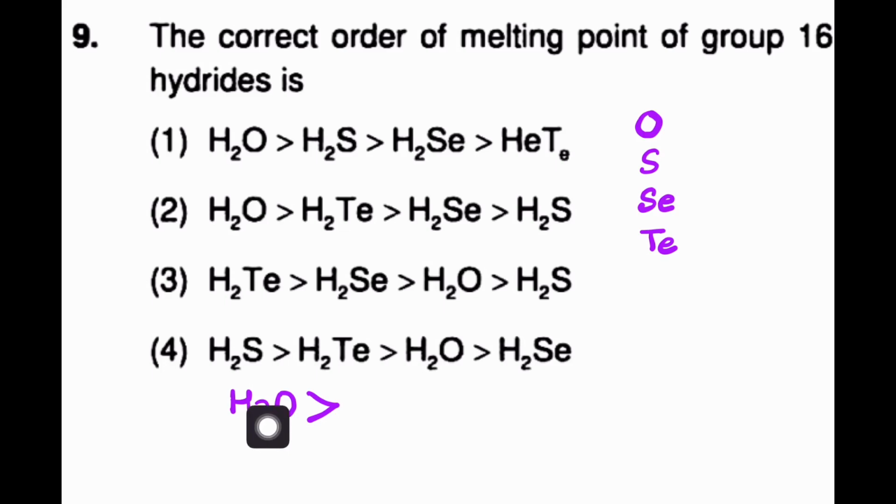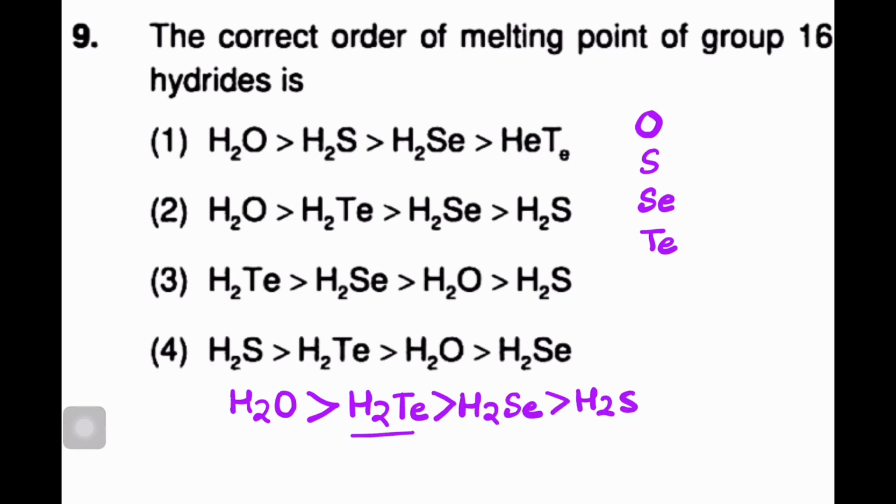After that, melting point and boiling point are governed by molecular weight. Then it will be H2Te, then H2Se, then H2S. Because H2Te has the highest molecular weight, it will have the highest van der Waals forces of attraction. So the correct option will be the second one. In this case, melting point and boiling point follow the same order. H2S is the most volatile as well as having the least melting point.